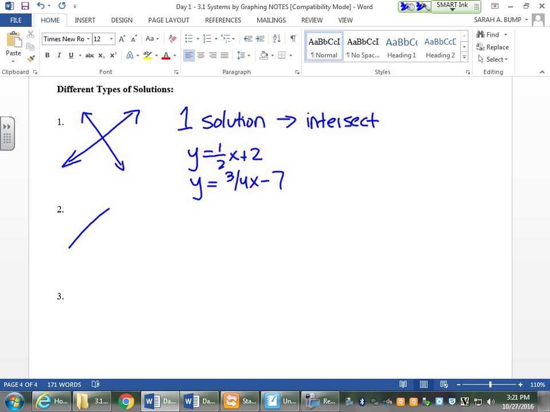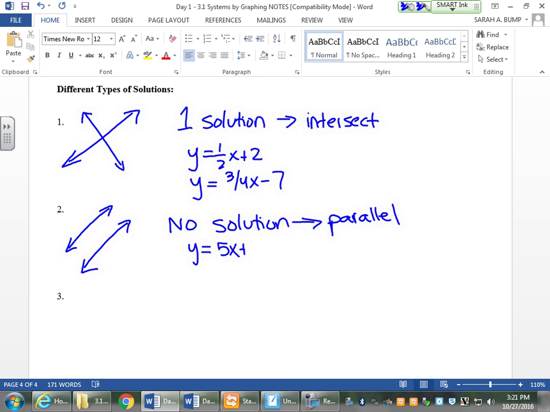So the next type of solution we got happened with the parallel lines. They never intersected, so there is no solution. And this happens when the lines are parallel. And then we can come up with an example of the equations, and they would need to have the same exact slope, but different y-intercepts. So same slope, but different y-intercepts would cause the graphs to never cross one another. Same slope is parallel, different y-intercepts.